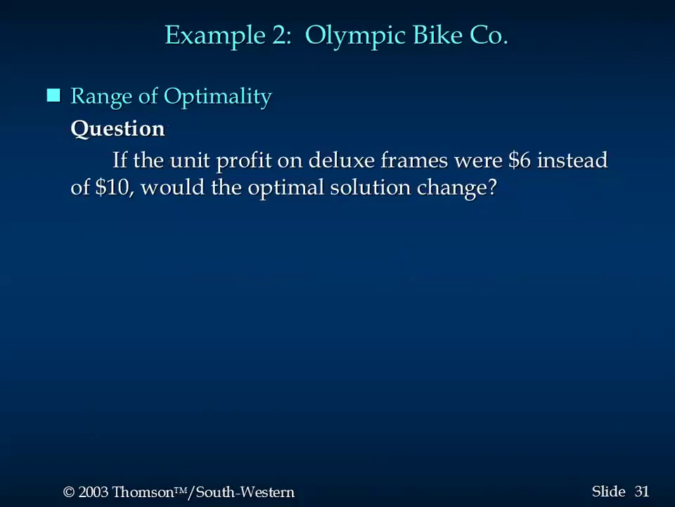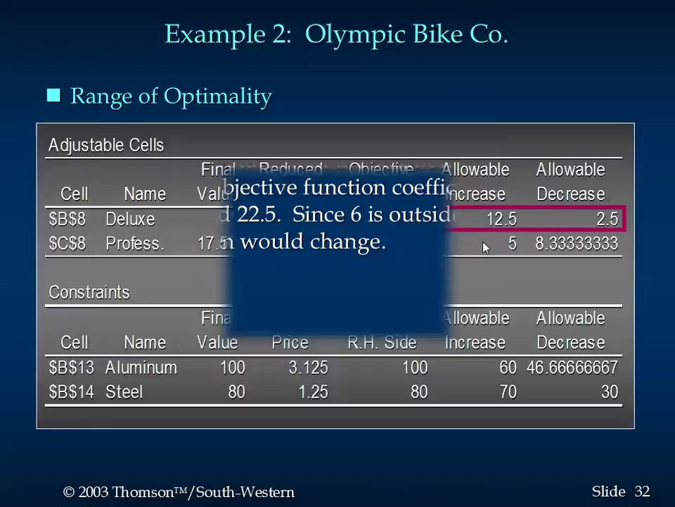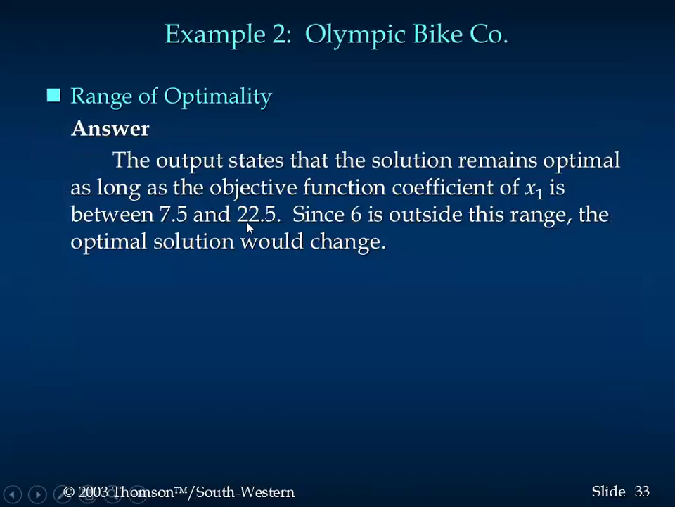Okay, very simple. Now, if the unit profit on deluxe frames were 6 instead of 10, would the optimal solution change? Yes, we just saw that now it becomes very, very unprofitable, and so all resources will now go to professional frames. We'll produce 25 professional frames. And the answer is yes. Lower limit is 7.5 and upper is 22.5. Since 6 is outside the range, the optimal solution would change.